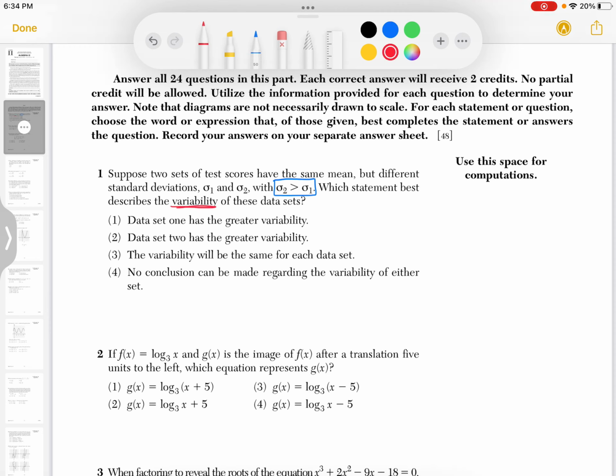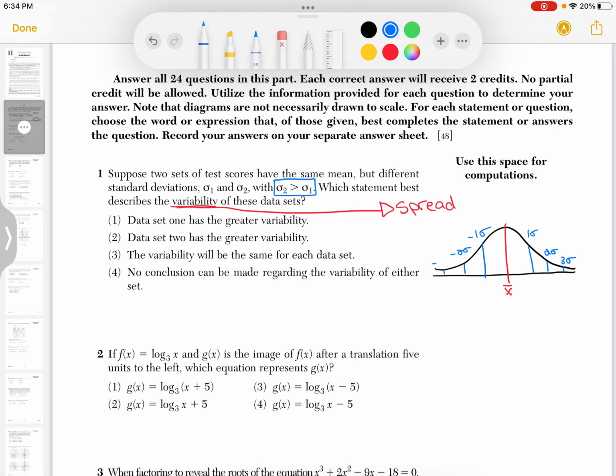Which statement best describes the variability of these data sets? Variability is a big word to just represent the overall spread of your data. So if you think about just a quick review on standard deviations, here's my normal bell curve. The mean is in the middle, and the standard deviation is how much I go out in each direction. So there's 1 standard deviation, 2 standard deviations, 3, and then of course the other way as well: -1 standard deviation, -2 standard deviations, and -3 standard deviations.